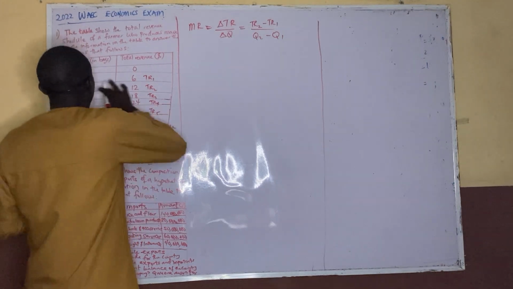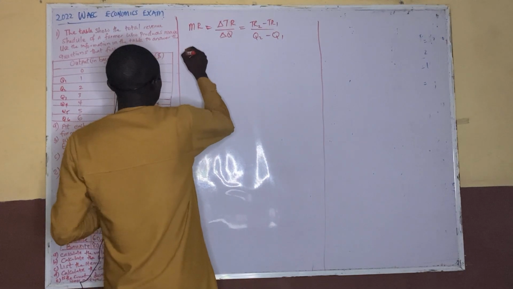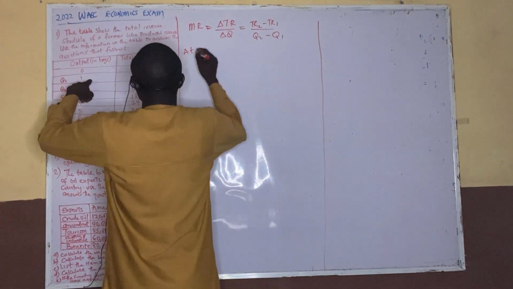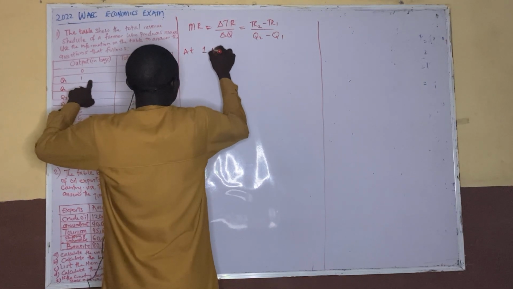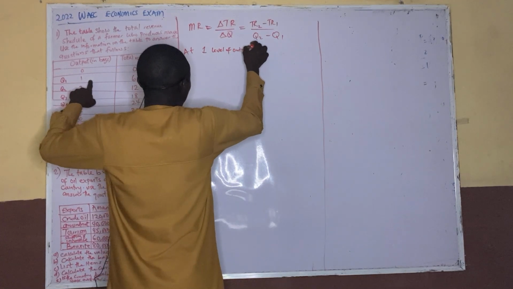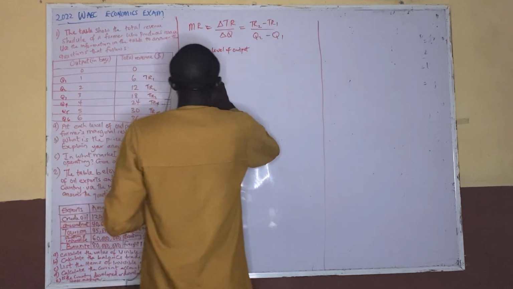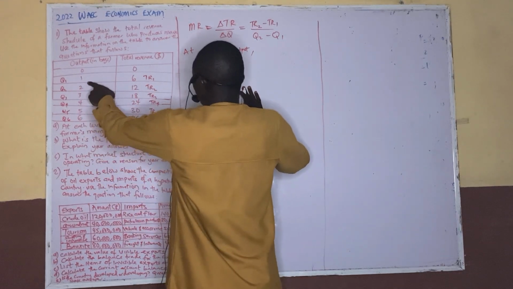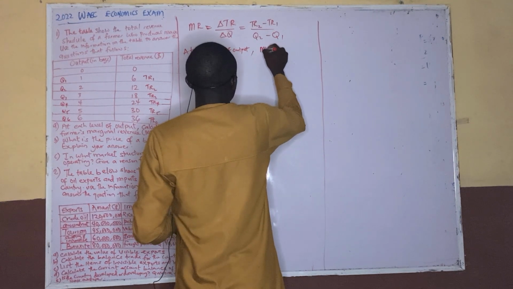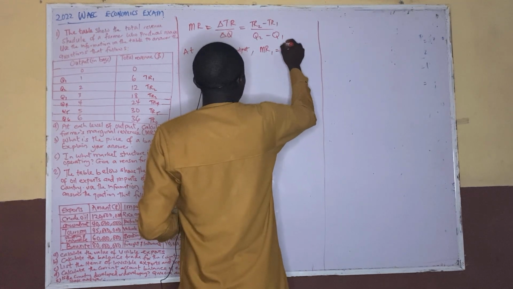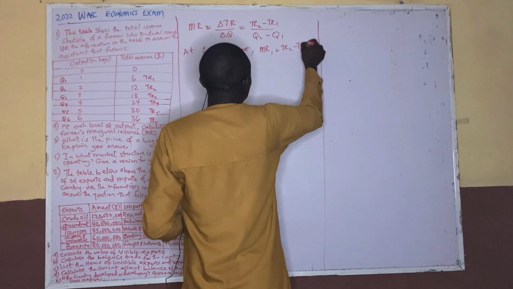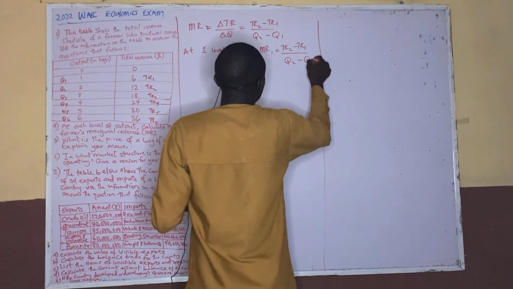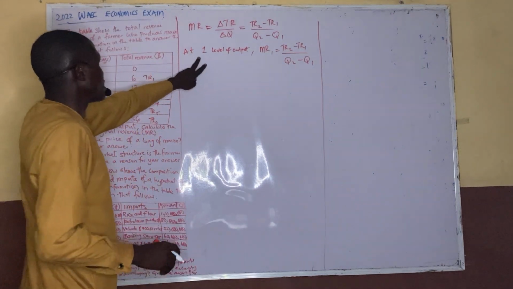So at each level, we are asked to calculate the marginal revenue. At one level of output, when our Q1, the quantity of bags produced, is 1, what is our marginal revenue between 1 and 2? We are going to have marginal revenue, I call it MR1, equal to TR2 minus TR1 all over Q2 minus Q1. This is the first formula to use at one level of output.